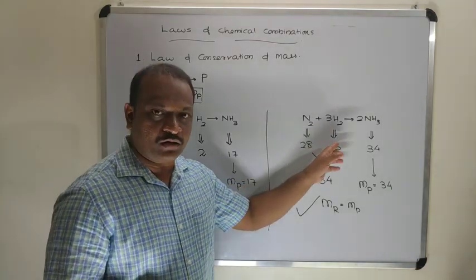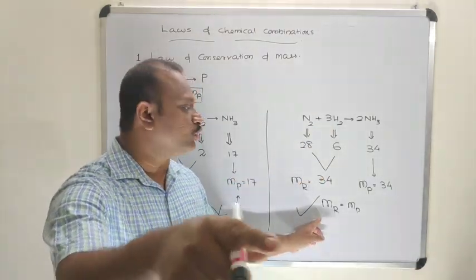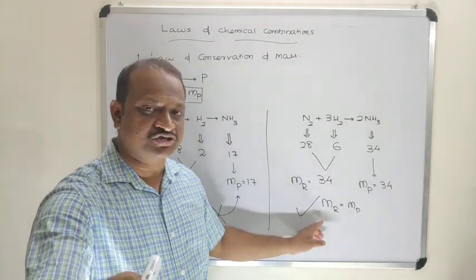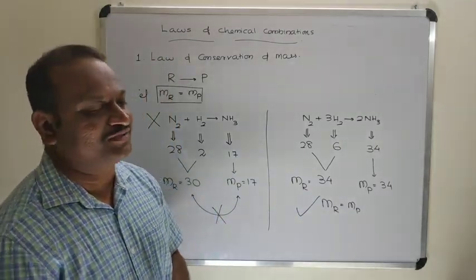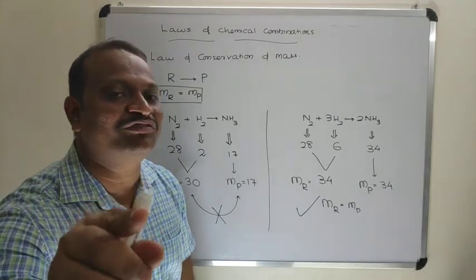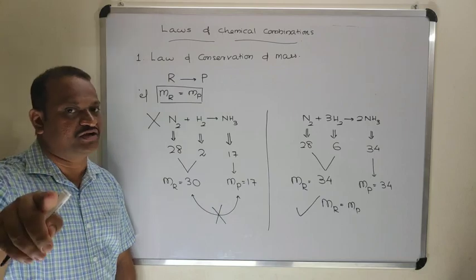But you can see this particular reaction. In this case you've seen that mass of the reactant is equal to mass of the product, which means this reaction obeys law of conservation of mass. So if any reaction is obeying law of conservation of mass, then that should be properly balanced. If that equation is not properly balanced, then it is not obeying law of conservation of mass.